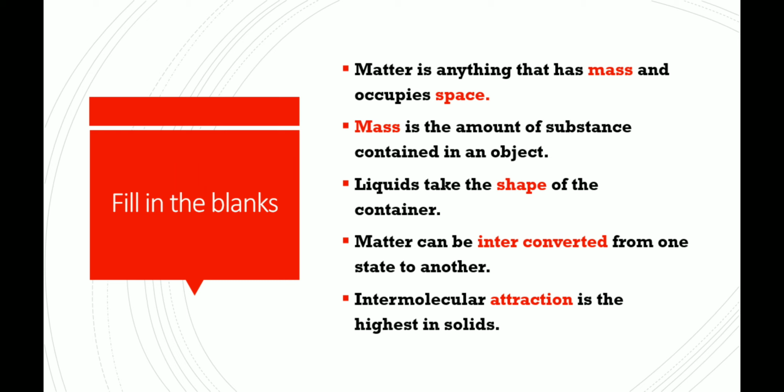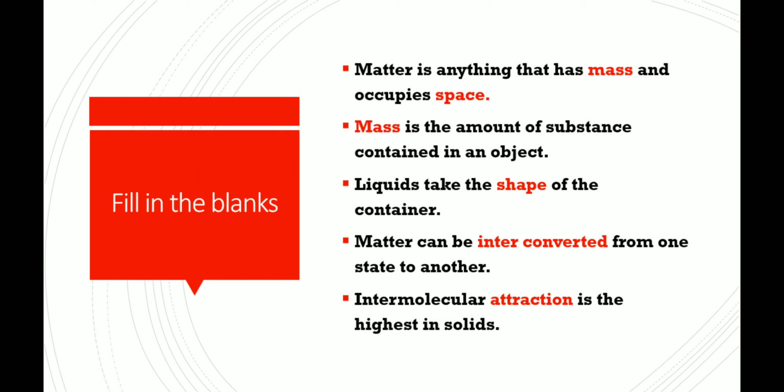Then the question number 2. Dash is the amount of substance contained in an object. The blank is to be filled with mass. Then the statement becomes like this: mass is the amount of substance contained in an object. The question number 3. Liquids take the dash of the container. The blank is to be filled with shape. Then it becomes like this: liquids take the shape of the container.